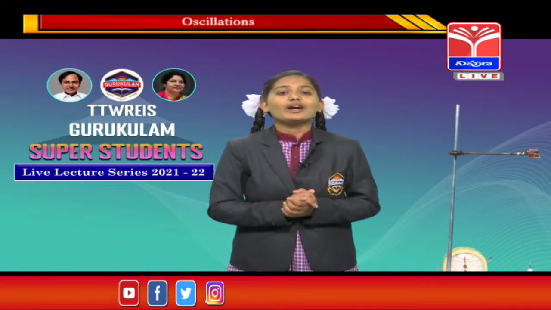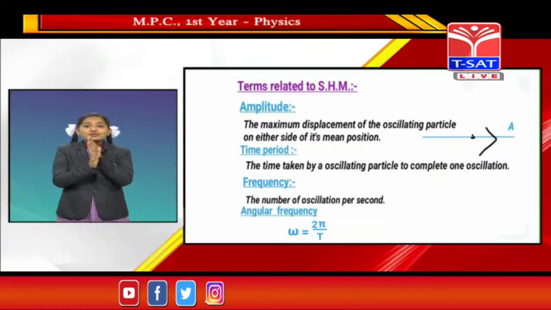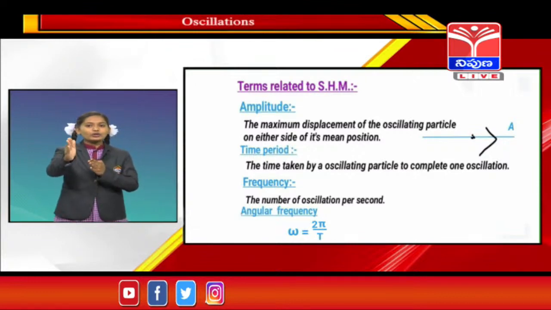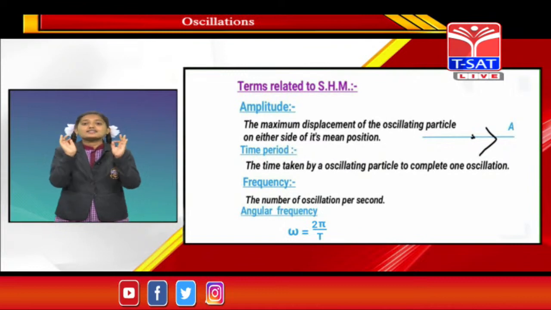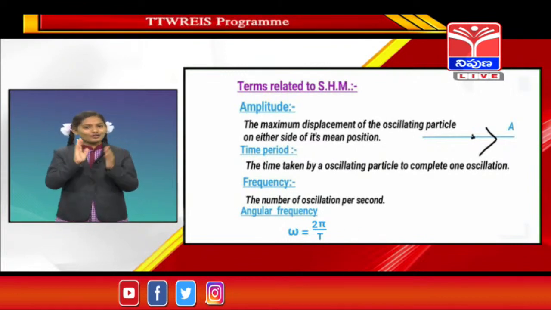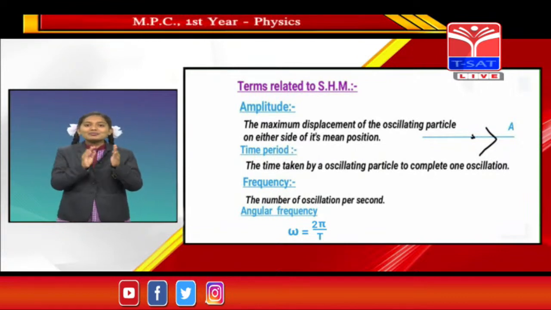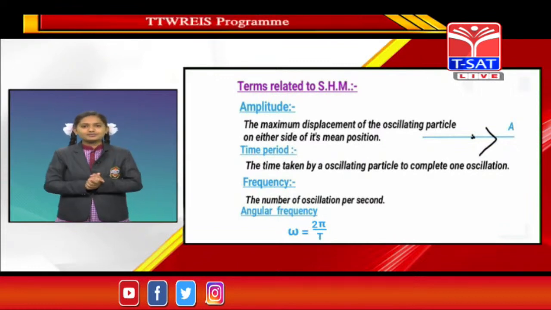The terms related to SHM. First one is amplitude. The maximum displacement of the oscillatory particle on either side from its mean position is known as the amplitude. Observe on the slide, the line you look at, that is the amplitude. The midpoint we call the mean position. The position of the object at which the net force acting on it is 0 is known as the mean position of the object. The extreme position of the object is the maximum distance from the mean position, which is known as the extreme position of the object.